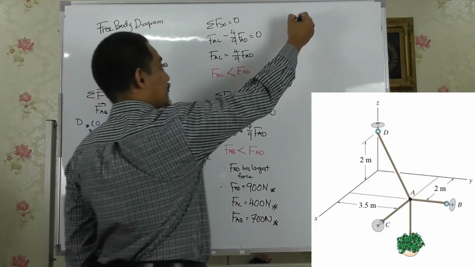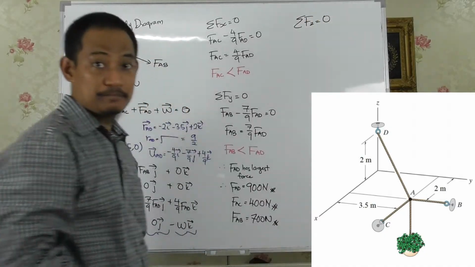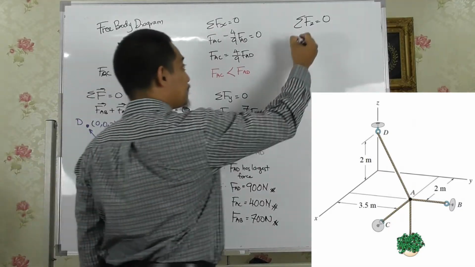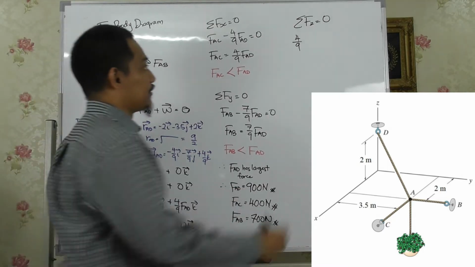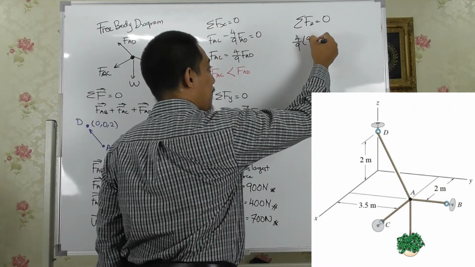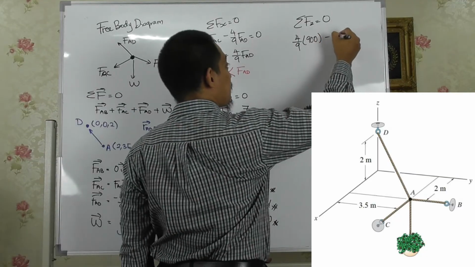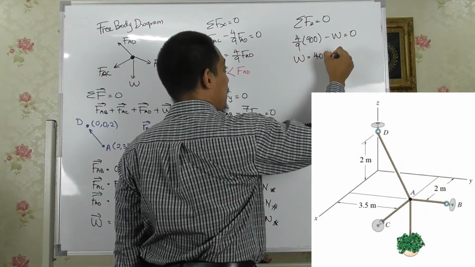So if you do summation of Fz equal to 0, then we have 4 over 9 FAD, which is 900, minus W equal to 0. So W is basically 400 Newton.